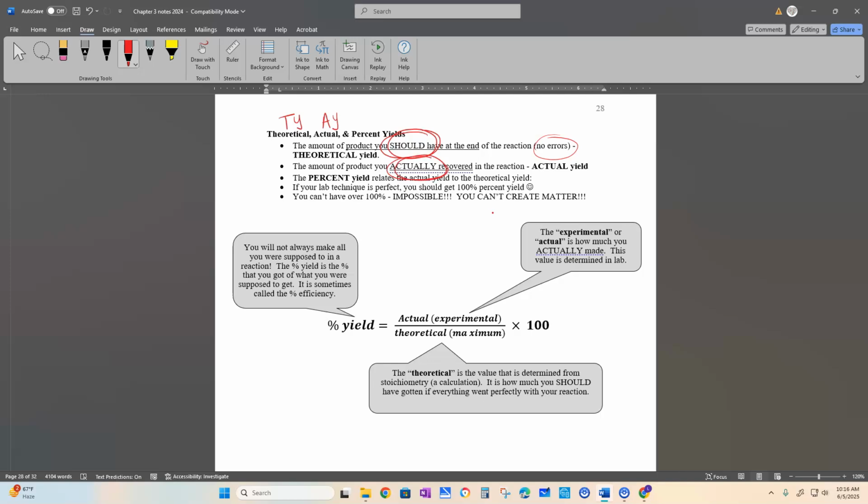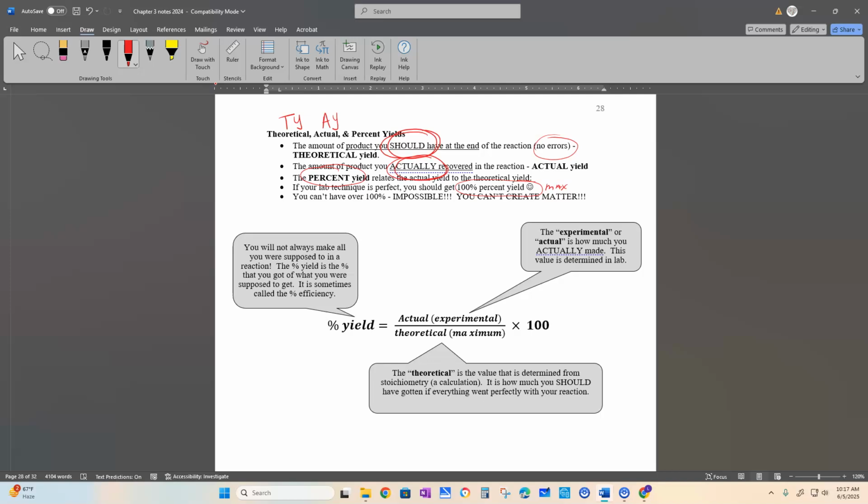What we like to do is compare how good your data is, and we call it percent yield. Percent yield compares your actual to your theoretical. In life, we would all love 100%, just like on a test. But it's really impossible. Why? Because errors happen in the lab. So the maximum percent is 100, but you can't get over 100. Why? Because you can't create matter. You either have 100 or you have less than 100.